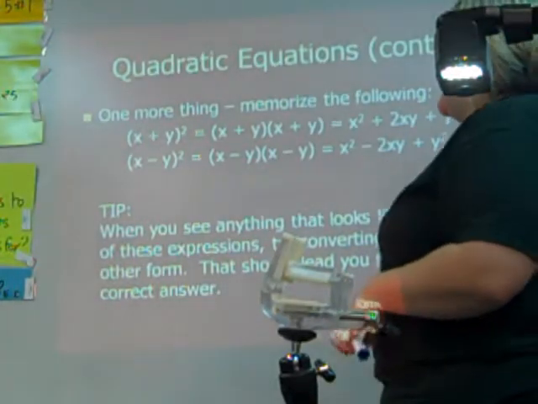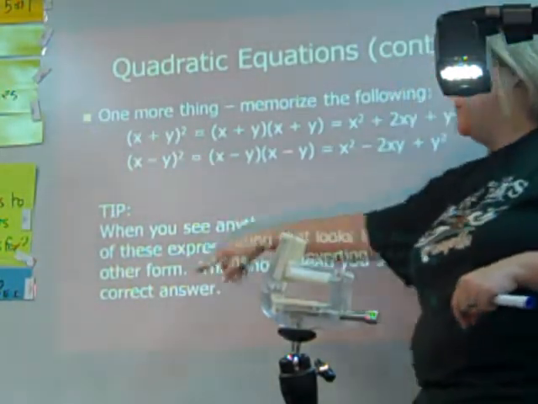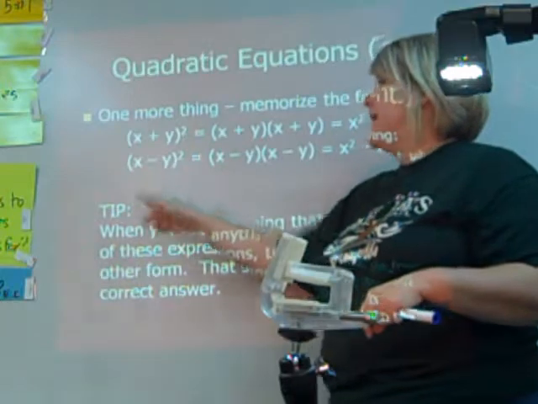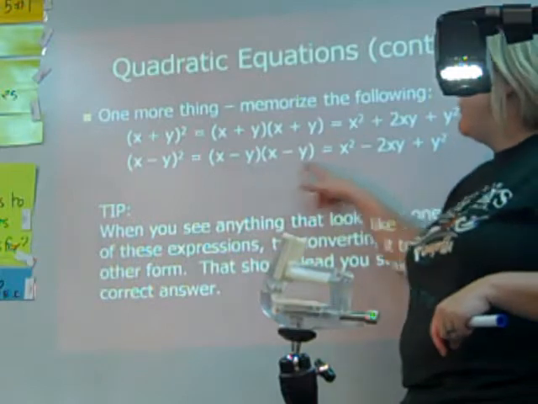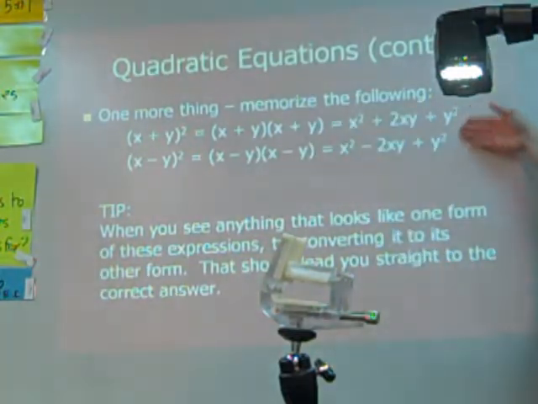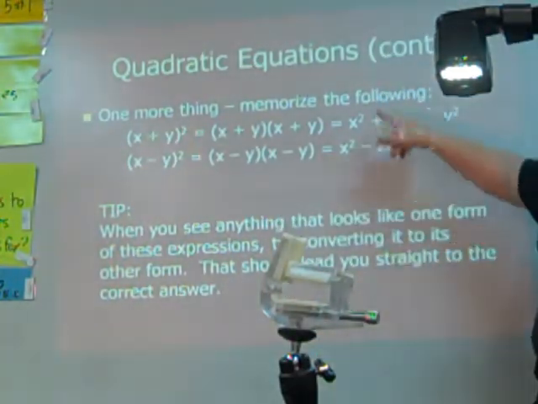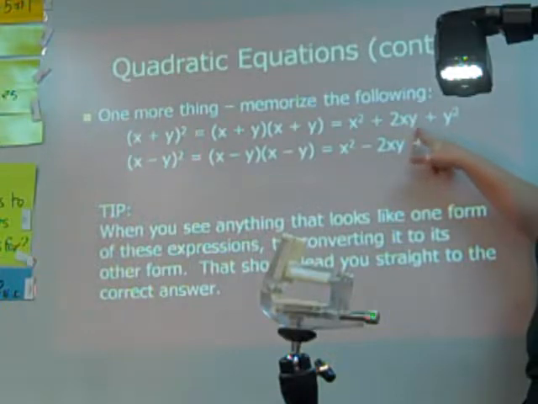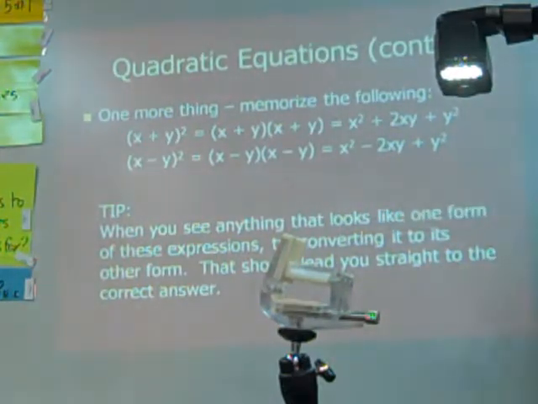Okay, one more thing. They tell you to memorize these. I don't think it's an absolute necessity to memorize them, but it will make you faster if you recognize them quickly. This is if you square a binomial. If you square x plus y or you square x minus y, remember you can't just square the x and square the y. You have to write them out twice and FOIL. But when you FOIL, it always follows these patterns. So if it's x plus something squared, it's going to end up being x squared plus 2x times the something plus the something squared. And if it's a minus, the only difference is the sign in the middle is a minus.